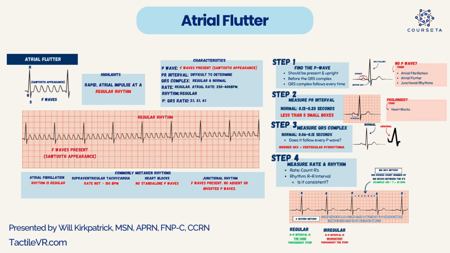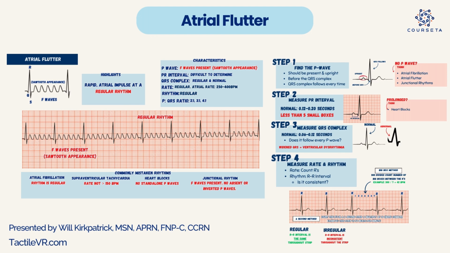And step number three, measure the QRS complex. That QRS complex checks out less than 3 small boxes, so it's not ventricular arrhythmias. Step number four, measure the rate and rhythm. The rate here is 1, 2, 3, 4, 5, 6, 7, 8. And then right here, this would be 80 beats per minute. Here's a good example. That QRS complex got cut off, so this is 80 beats per minute, guys.